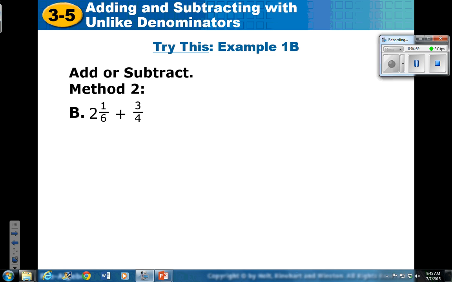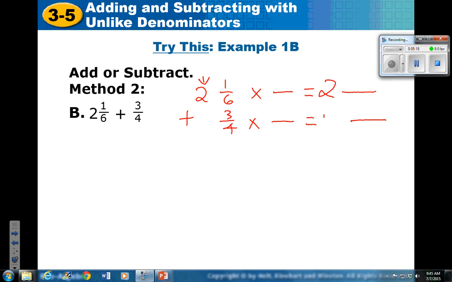Okay, let's copy our problem. 2 1/6 plus 3/4. We notice the different denominators, so we're going to have to go through this painful process. Don't forget this whole number 2. I'm going to go ahead and put it here. Don't forget that you're adding. Okay, count by 6s, count by 4s. You might think the least common denominator is 24, but it's actually 12. 12 is the first multiple that you'll come to for both 6 and 4.